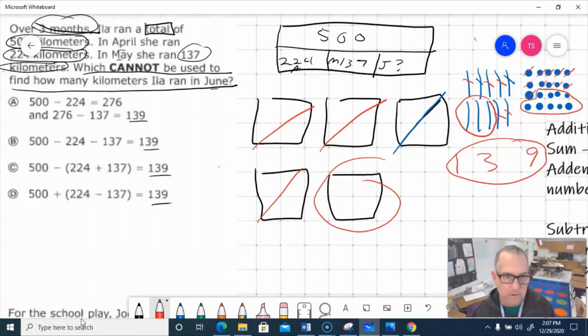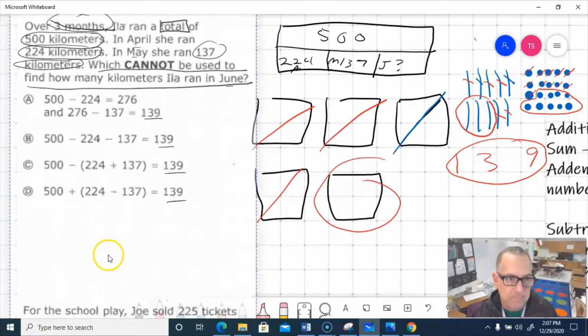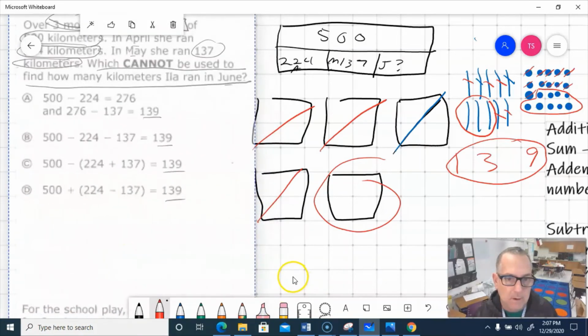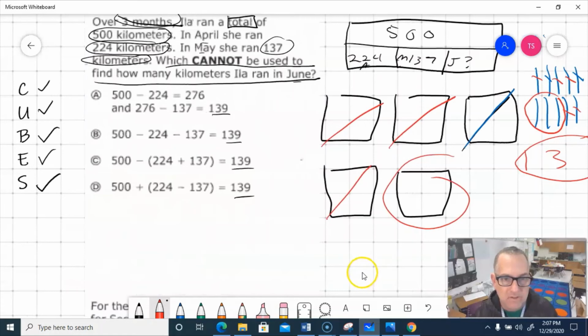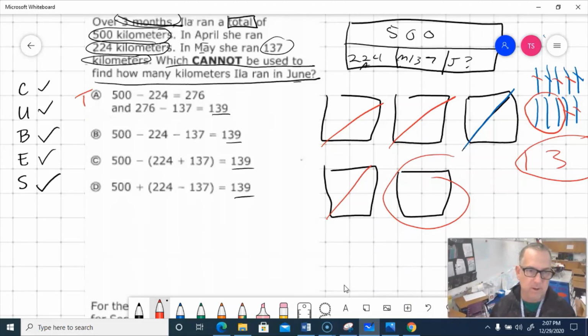So now we're going to look at our answer choices and see which ones are true. So is A a true statement or a false statement? Yes, A is true. A is true because it took 500 and you subtracted 224, and then you subtracted 137 from the difference of that, and you got 139.